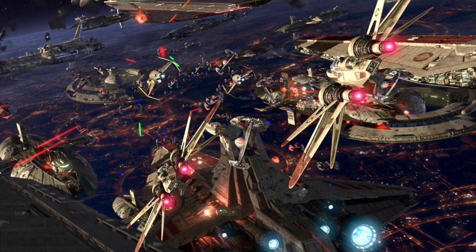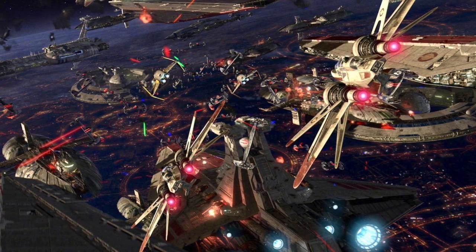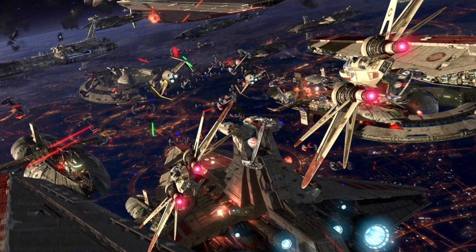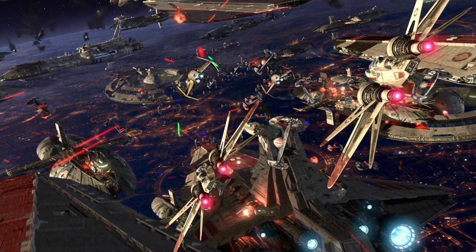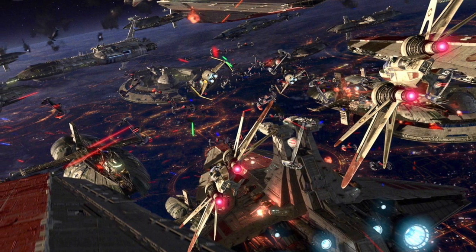As per the orders of Darth Sidious, Grievous launched a full-scale Separatist attack on the Republic capital world of Coruscant, allowing the Separatist general to successfully abduct Supreme Chancellor Palpatine.